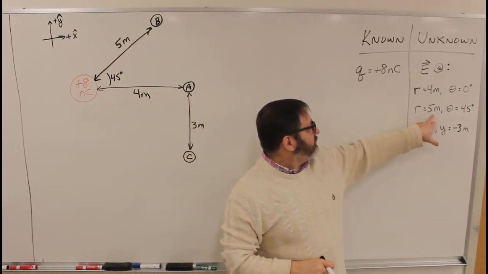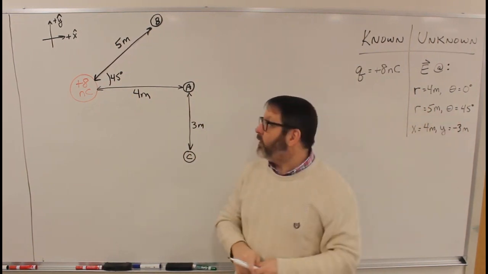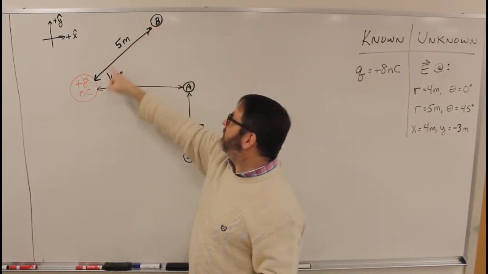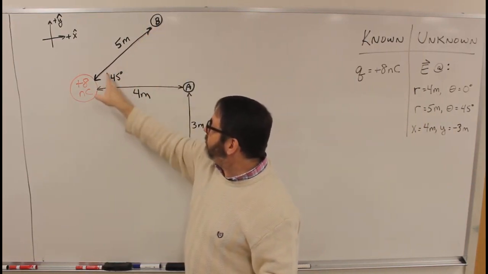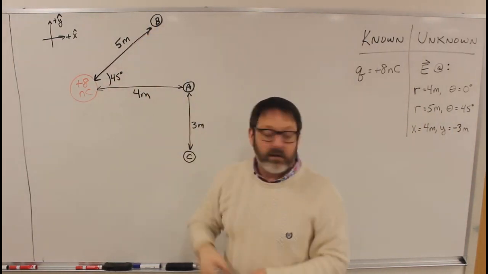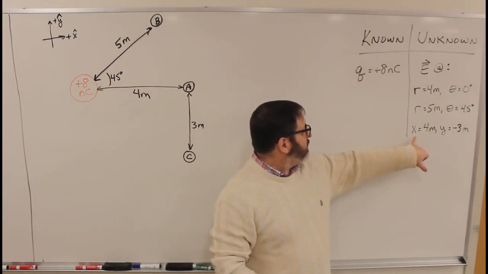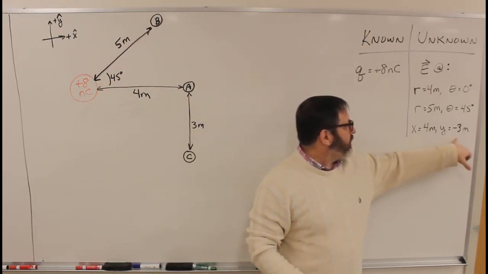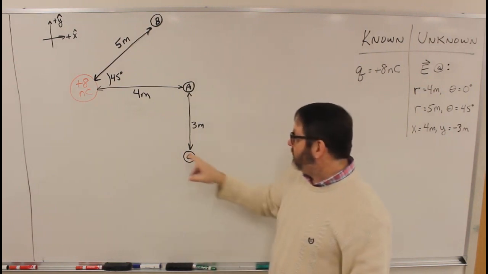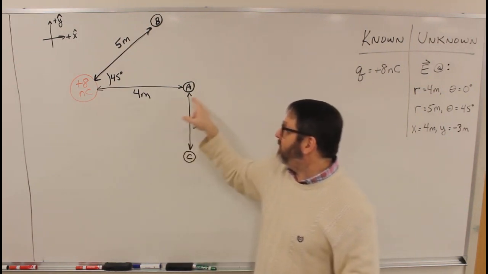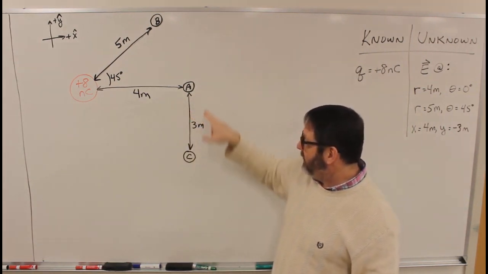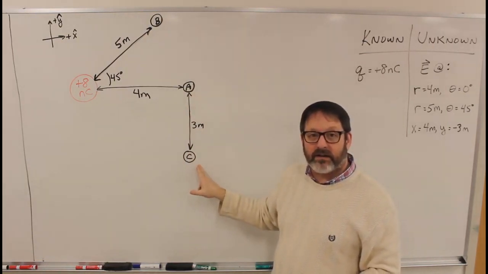B is at a radius of 5 meters with theta equals 45. So 5 meters is up here and 45 degrees from 0. And then the third one is at the position x equals 4 meters, y equals -3 meters. So that's this one down here, 4 meters in the +x direction, 3 meters in the -y direction.